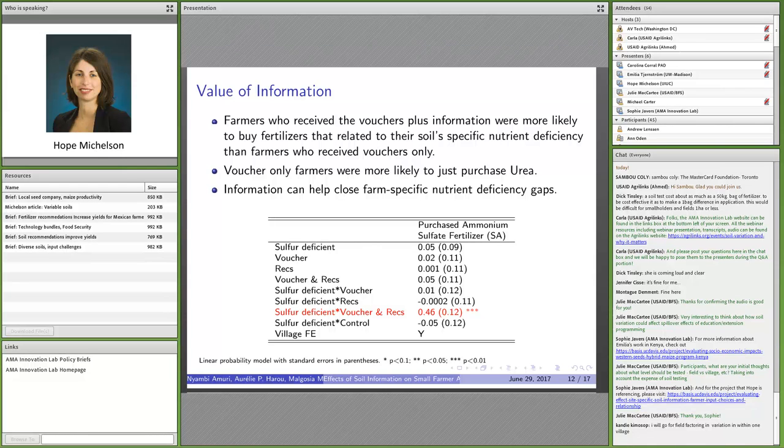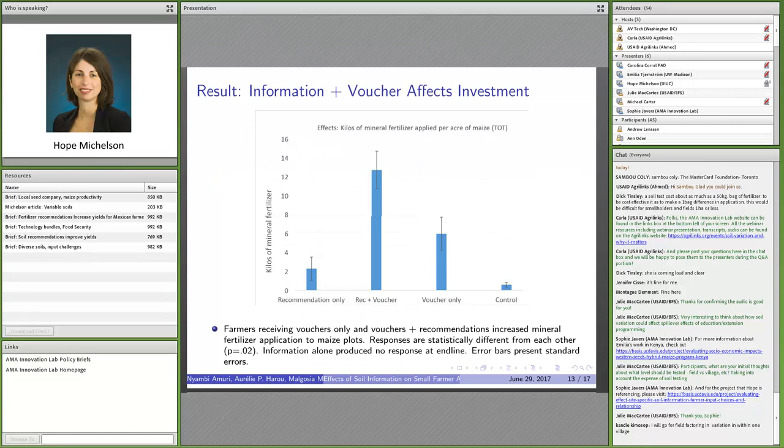So that's telling us potentially that information can help close those farm-specific nutrient deficiency gaps. I think that's important to know. Now I'm going to show you two graphs of the effects. We talked about the discrete effects on buying or not buying fertilizer. This graph shows how much fertilizer you bought in the different treatment arms of the intervention. And then the next graph I'll show you yield effects.